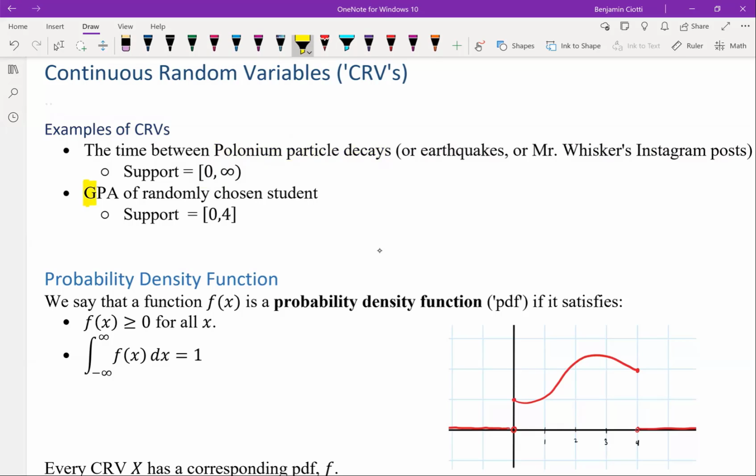Another example might be the GPA of a randomly chosen student. So that can be any number between the closed interval from 0 to 4.